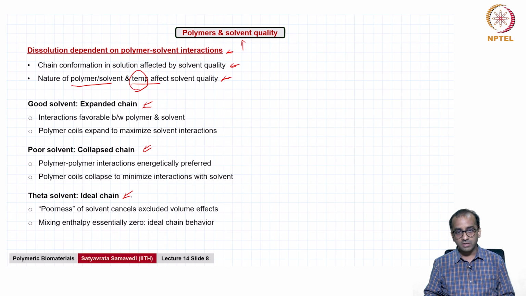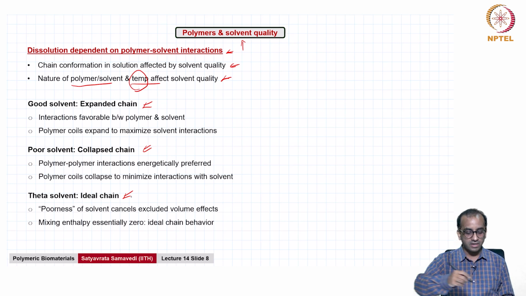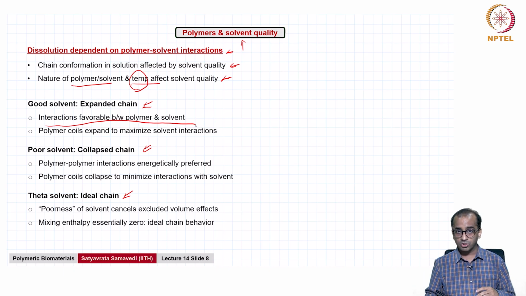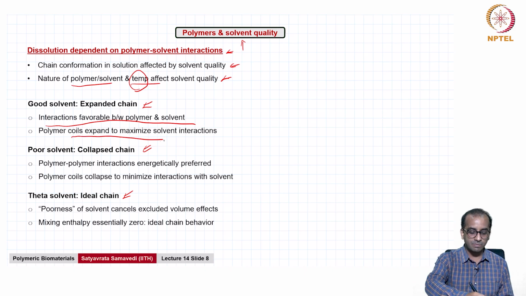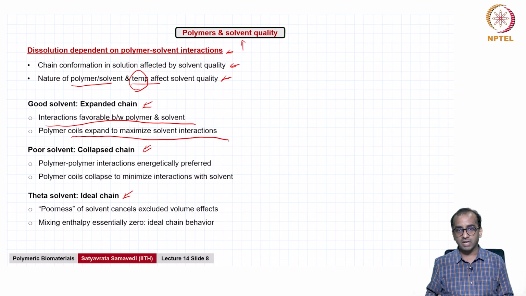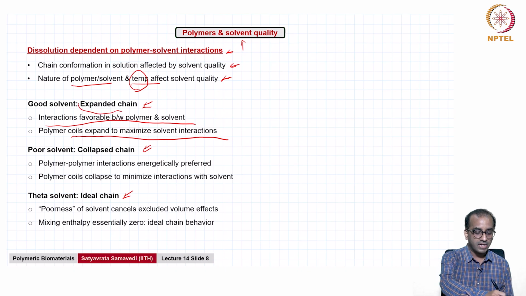Now, a good solvent is such a solvent wherein interactions between the polymer and the solvent are favored. So, the polymer wants to interact with the solvent more than it wants to interact with itself. And in such a solvent, the polymer coils will expand to maximize the solvent interactions, leading to an expanded chain.